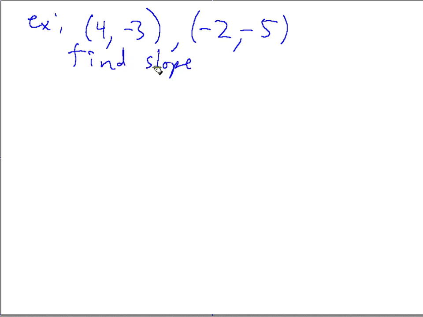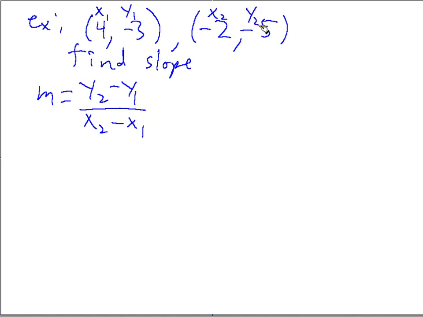I'll just say find slope, but that means find the slope of the line. Suppose I have a diagonal, straight line that passes through these 2 points. What is the slope of that line? Let's use the formula. So m is equal to y2 minus y1 over x2 minus x1. Again, rise over run, vertical change over horizontal change. Now, let's label our points so we know what numbers to plug in. So this is x1, this is y1, this is x2, this is y2.